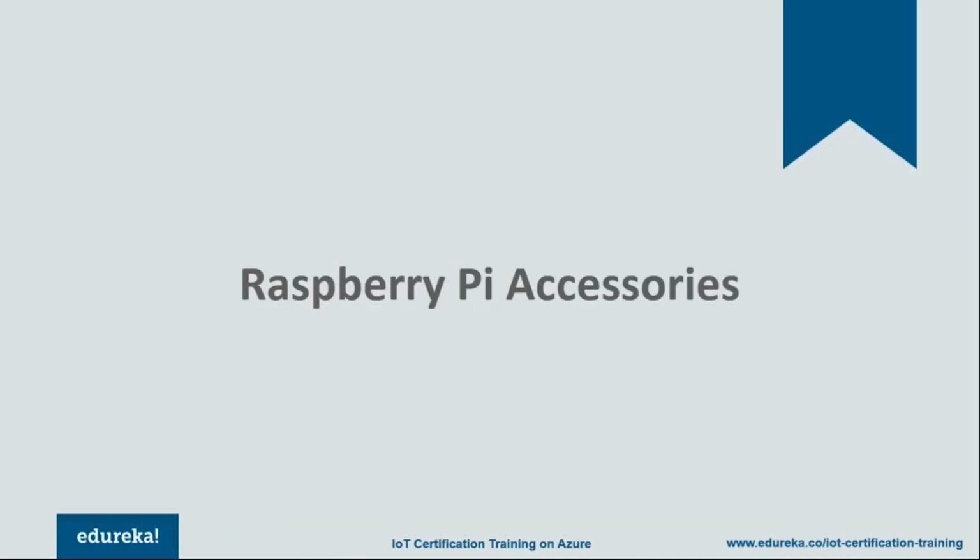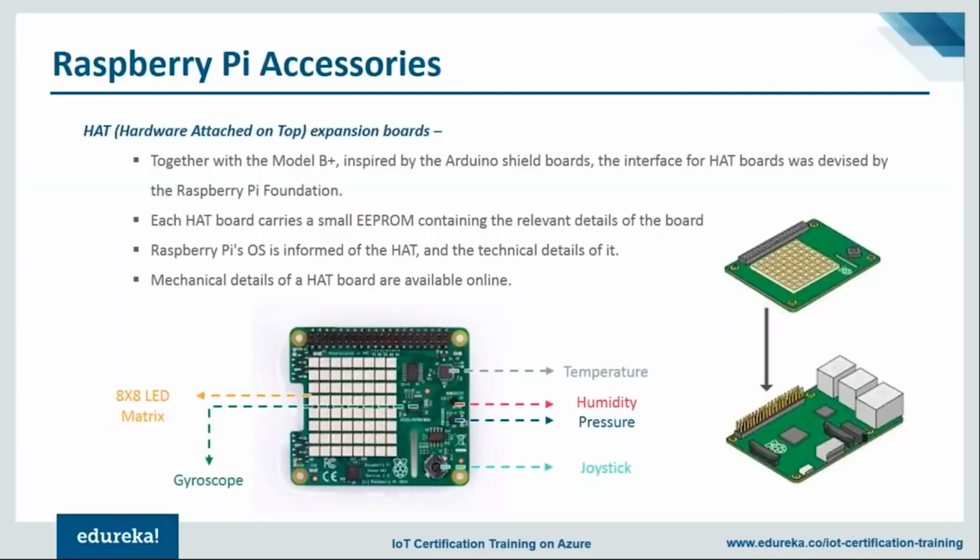Now that we've installed Raspbian on our system, let's look at some of the accessories which can be used with Raspberry Pi. One of the most popular and interesting accessories for Raspberry Pi is the Sense Hat. A hat is basically hardware attached on top. There are various hats available, but the Sense Hat is the most popular because it has various onboard sensors. You have a temperature, humidity and pressure sensor, as well as a gyroscope and a joystick. Apart from this, the reason it is quite popular is because it has an 8x8 LED matrix display.